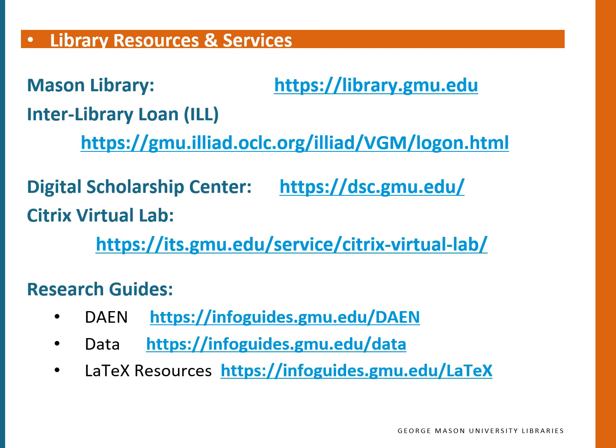The remaining several slides are resource links that you will find very helpful as you're going through your degree program here at Mason. We have things like the library website on this first page, interlibrary loan, which we will talk about a little bit later, the digital scholarship, which we've covered, and the Citrix Virtual Lab, which is a very important computing lab that you can use from home. So the links are all there, as well as the links to some of the subject research guides.